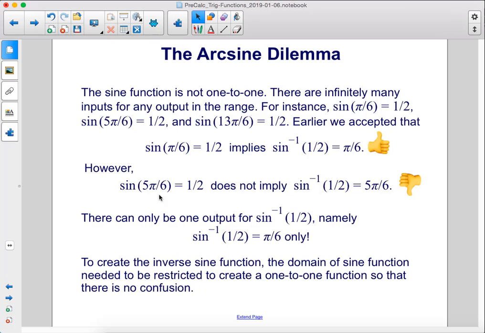However, sine of 5 pi over 6 equals 1/2 does not imply that the arcsine of 1/2 equals 5 pi over 6. There can be only one output for the arcsine of 1/2, namely, the arcsine of 1/2 equals pi over 6 only. To create the inverse sine function, the domain of the sine function needed to be restricted to create a one-to-one function so that there's no confusion.